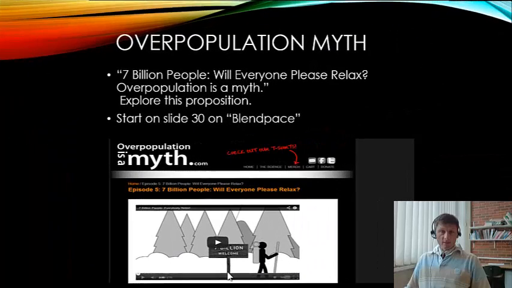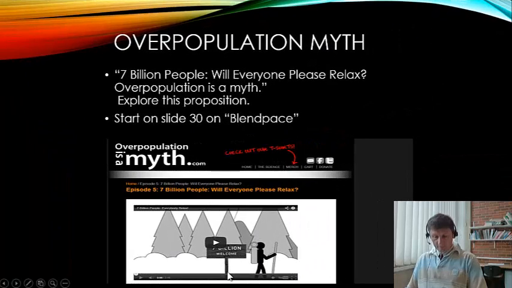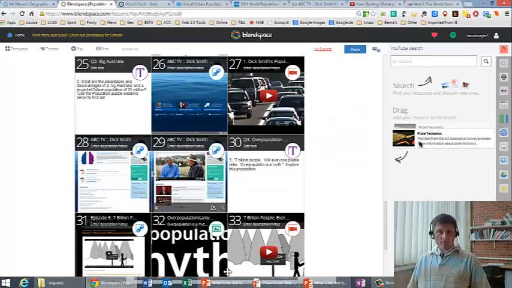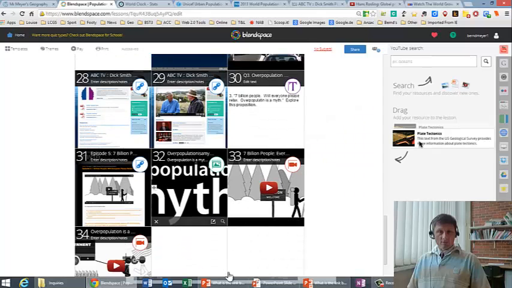Now turning to question 3, that's surmising that this overpopulation theory is a myth, and there's a number of people that have got good logical arguments to support that, and you can explore this proposition, and for that you need to go to slide 30 on blend space, which is here. There it is, 30, and there's a number of clips and a few web pages as well to help you.